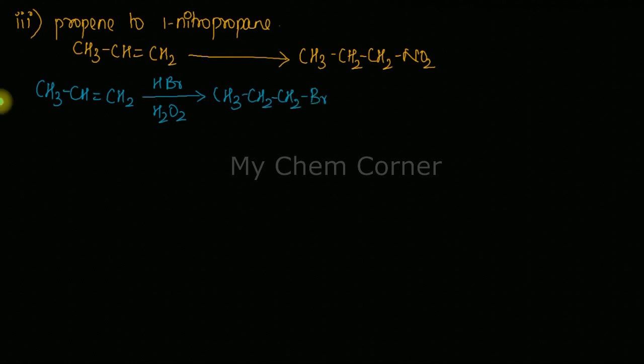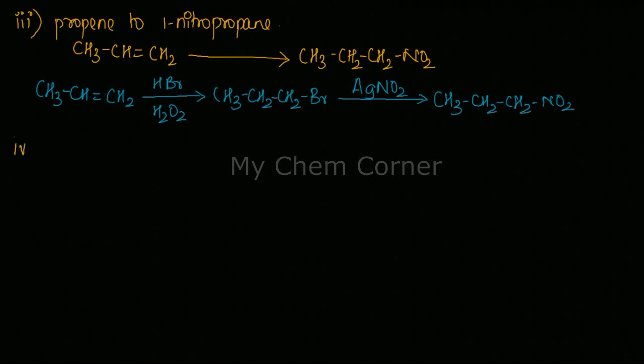Now from a halogen to convert it here, we have learned those reactions, which were in the presence of AgNO2 or KNO2 and so on. So one of those reagents you use here, and it will just convert to nitropropane. Alright, so it's a two-step reaction.